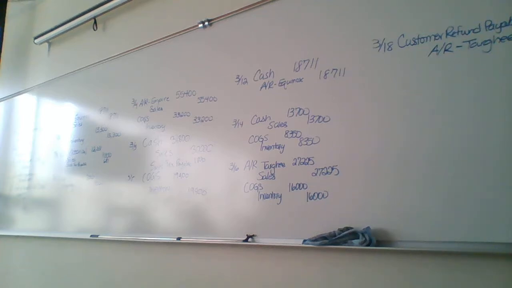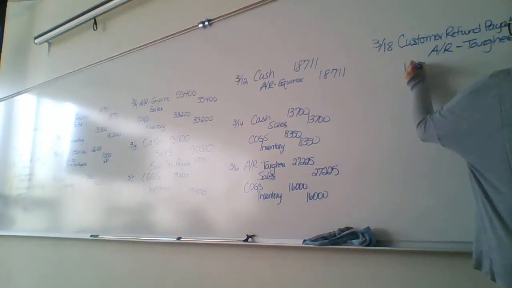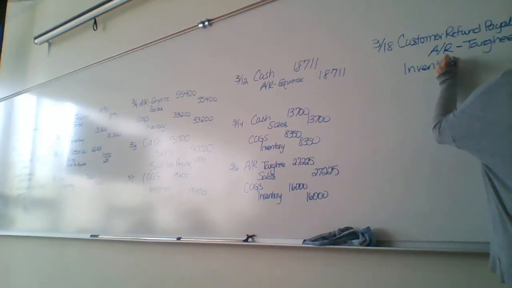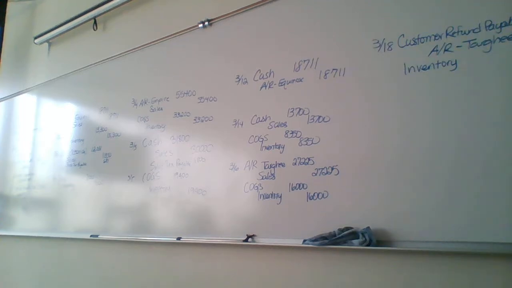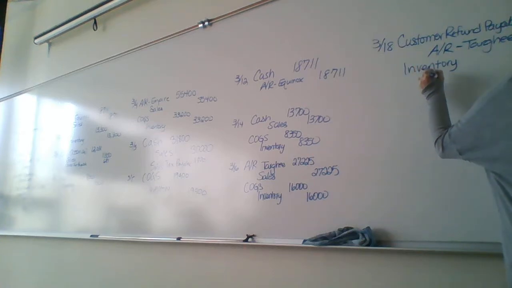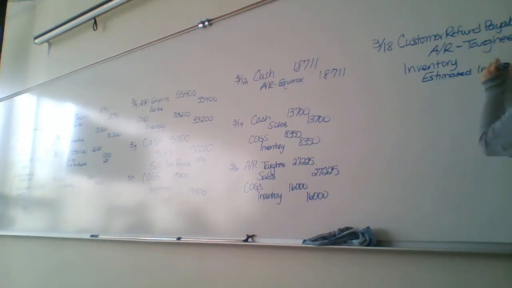And then the cost of those items, we're gonna put them back into inventory. And sometimes students are like, why would we put this back into inventory? We have to put it back into inventory first, and then we may find that we're gonna return it to who we purchased it from. So we've got inventory, and then we've got another account called Estimated Inventory Returns, for $2,900.